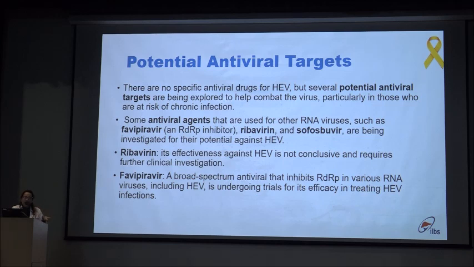What are the antivirals which are available? You don't have specific antivirals. However, antiviral agents which are used for other RNA viruses, like favipiravir, which is an RdRp inhibitor, have been tried but not successfully. Ribavirin has been used. Sofosbuvir is also being used, but ribavirin has been persistently used, and favipiravir is being used in treating HEV infection, although specific antivirals are not available.